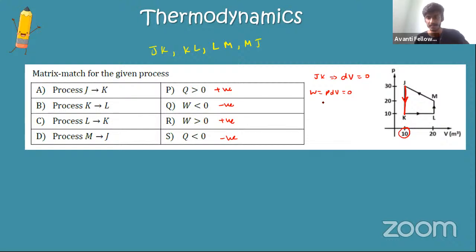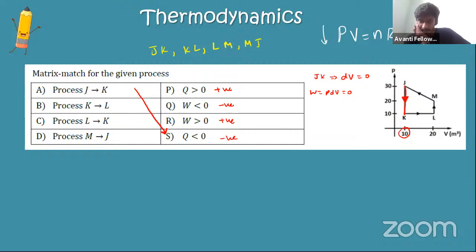Now we'll check about heat. Here, what's happening to pressure? You can see the arrow mark of the process, pressure is decreasing. And from our ideal gas equation, PV is equal to nRT, whenever pressure decreases, temperature also decreases. Direct, right? If temperature decreases, what will happen to heat? Heat will also decrease. When heat decreases, it is negative. So then I can map process JK, heat will decrease. That means delta Q is negative. So A is equal to S.